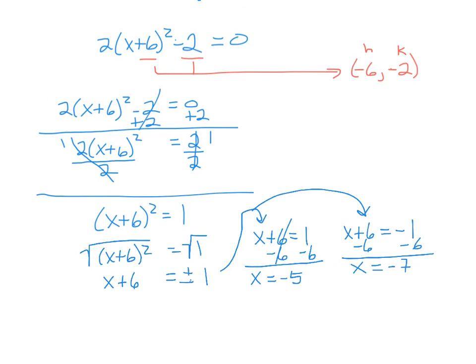And so therefore, our solutions to this quadratic, or our x-intercepts, are going to be negative 5 and negative 7. And if we graph this, we would actually see it cross the x-axis at x equals negative 5 and x equals negative 7.